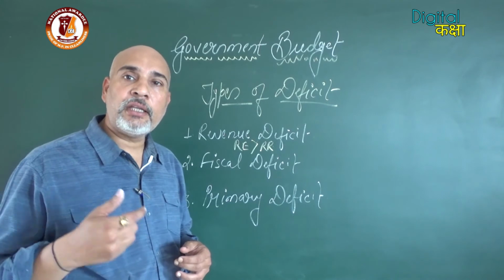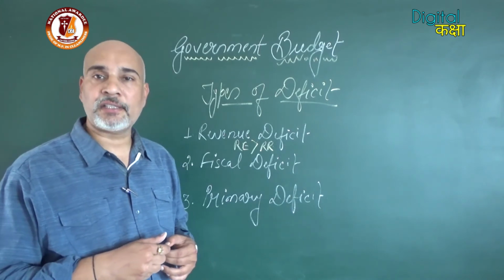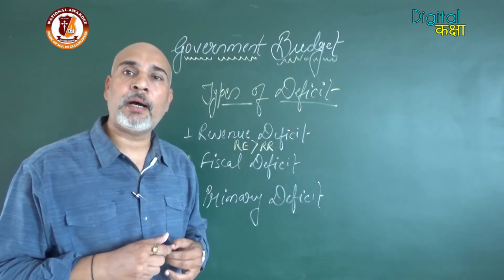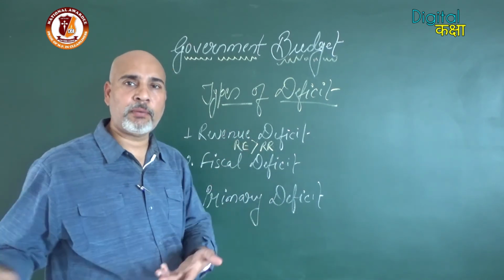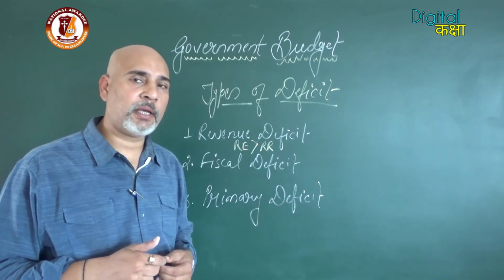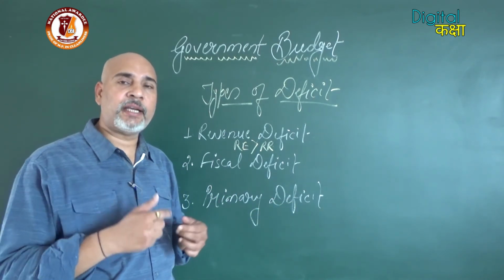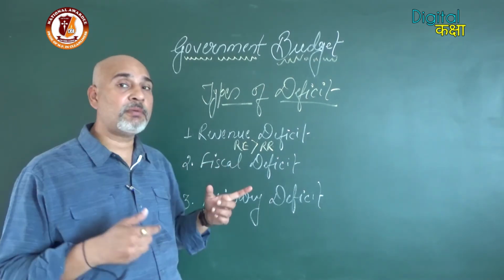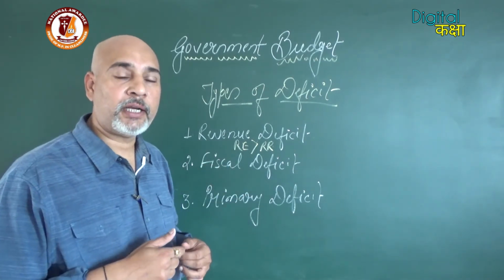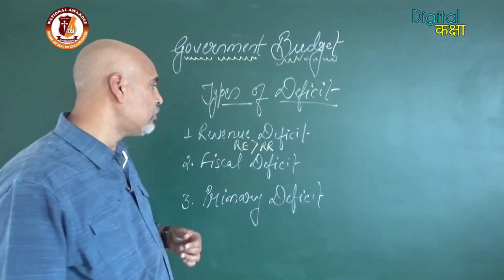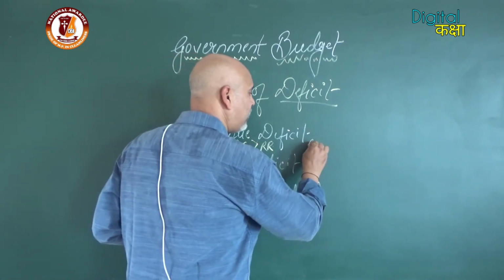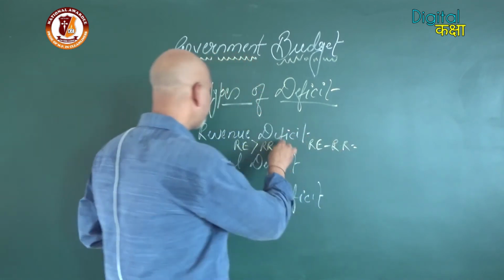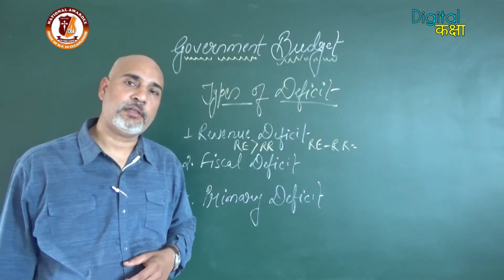They will have to either increase the taxes, or they will have to borrow from the market. Market means either from the public debt itself or through the RBI. So it's a very critical condition when a government is not able to meet its expenditure. That means they will have to borrow, and it will increase the liability. So revenue expenditure minus revenue receipt is equal to revenue deficit.